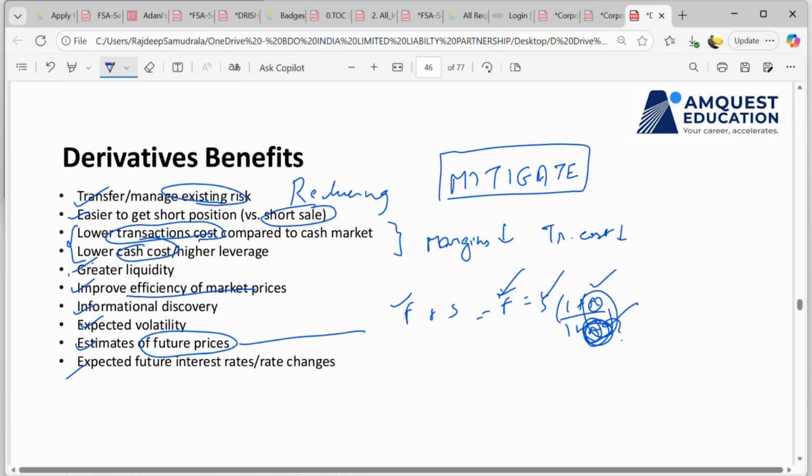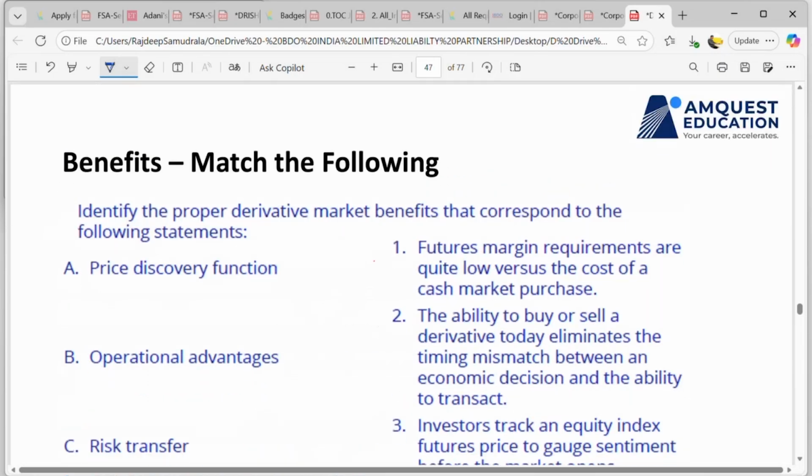Even today, if you see silver's price falling, the futures prices help you understand what could be the impact on the price of silver, right? So the futures prices are an indicator of what's likely to happen, and that comes from derivatives, right?